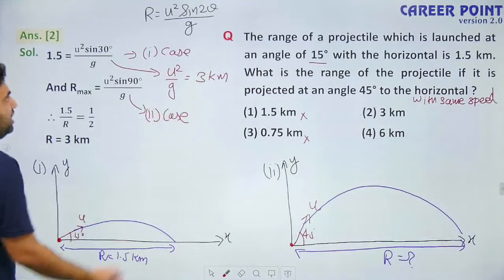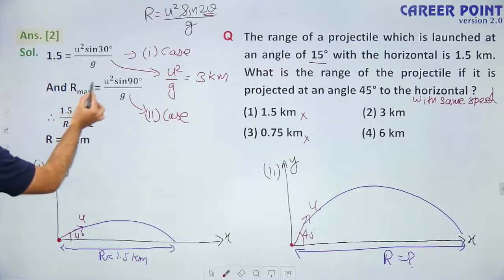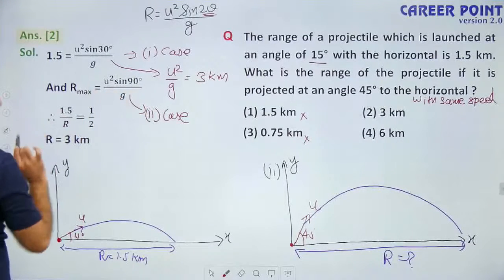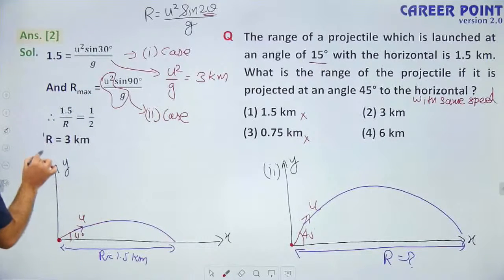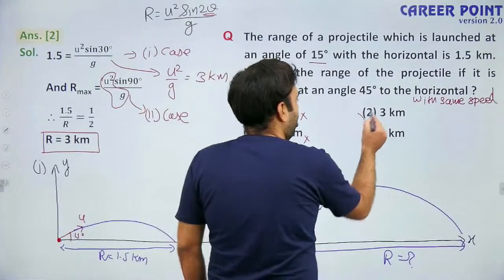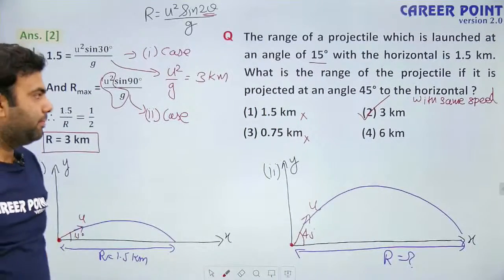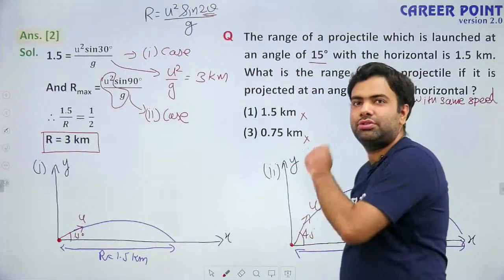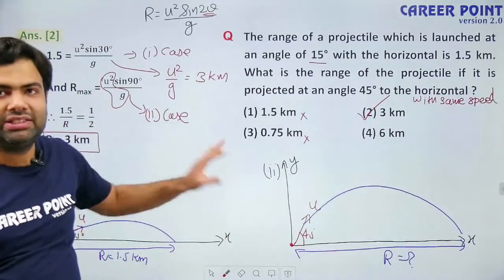We have the value of u square by g, and now the range for the second case. For the second case, theta is equal to 45 degrees, so 2 theta will become 90 degrees, and the range is equal to u square sine 90 degrees divided by g. Now sine 90 degrees is 1, and we have the value of u square by g as 3 kilometers. So we have the range in the second case as 3 kilometers. So the correct answer is option 2. Is it clear to all of you? These are formula based questions which you will get if you practice some questions. Just have a little practice and you will be perfect in this section.